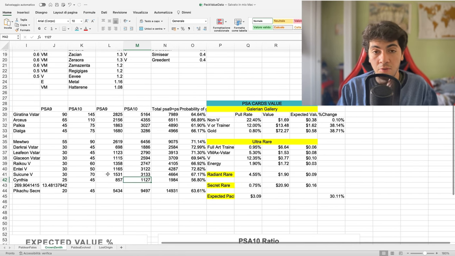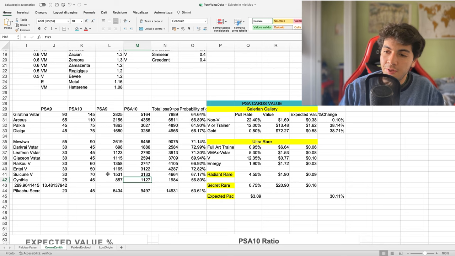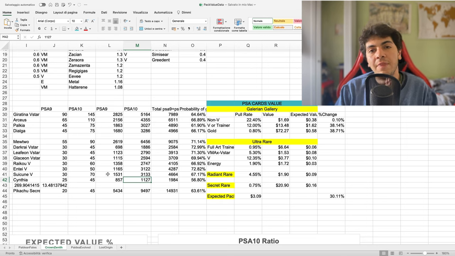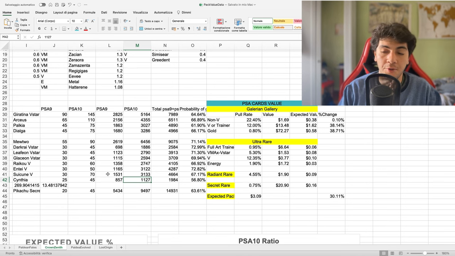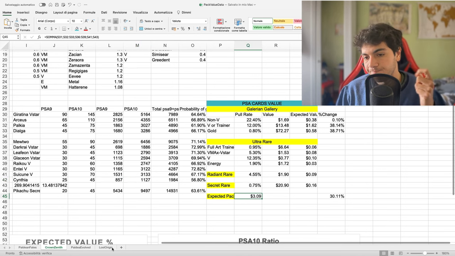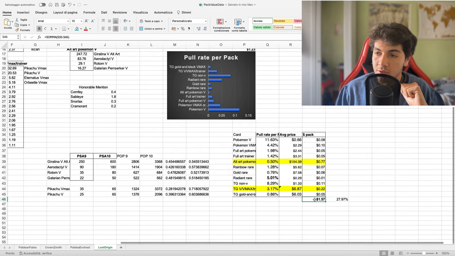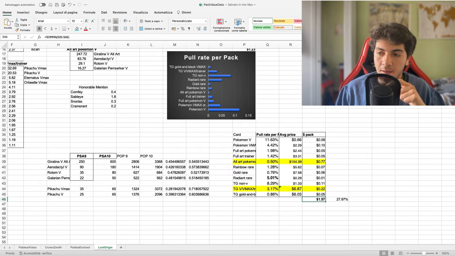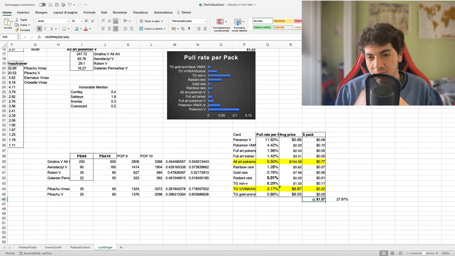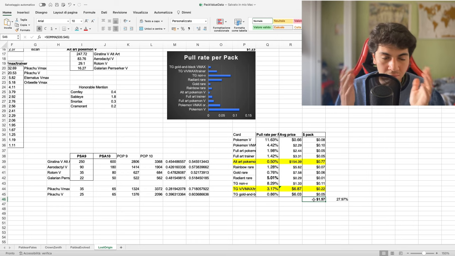But what I want to say here is we've seen that market price for these packs goes for around $4, 4 euros. The expected pack value after grading is $3. Now, let's take a look at Lost Origin. For Lost Origin, after grading, expected pack value is around $1.6. Now that's probably a month old. Maybe prices have changed a bit. Anyways, below $2.